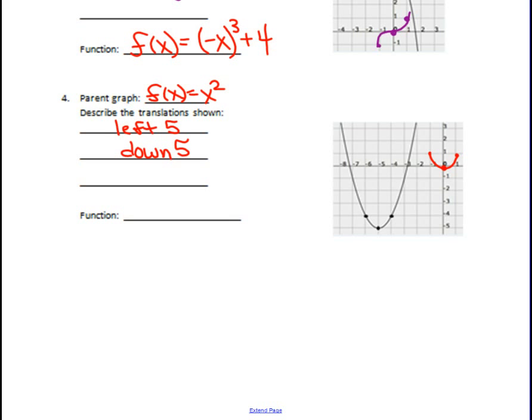Now we have to look, are we still going over 1, up 1? Yep, we're okay with that. So that's all that's happening. So now we look again, left is inside, down is outside. So f of x equals inside, x left means we're going to go plus 5, squared, and we're going to go down 5 places.